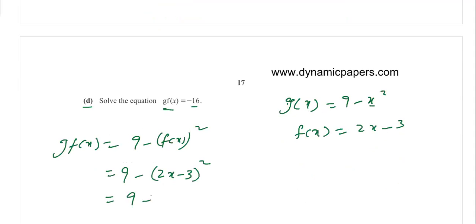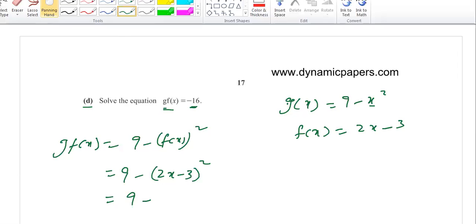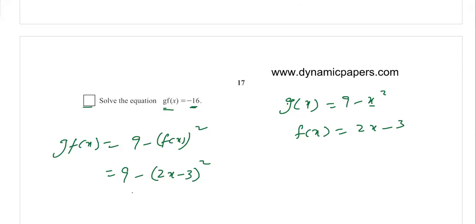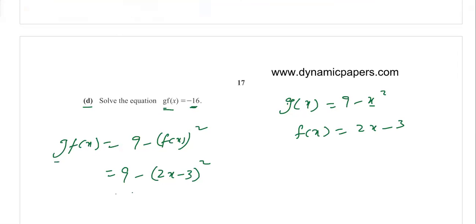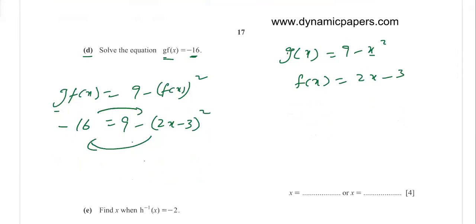So it will become 9 minus, no, I have to solve for minus 16. So what I need to do is put this equal to minus 16 because it is given gf of x is equal to minus 16. I can write it minus 16. Now take it to this side and bring it to this side. It will become (2x minus 3) squared equals 9 plus 16, and we'll have 25. Now take the square root on both sides.